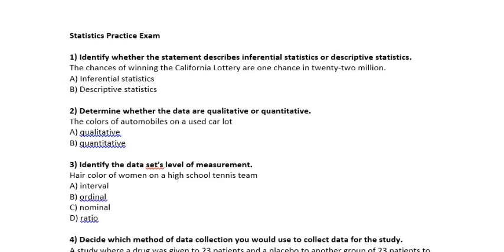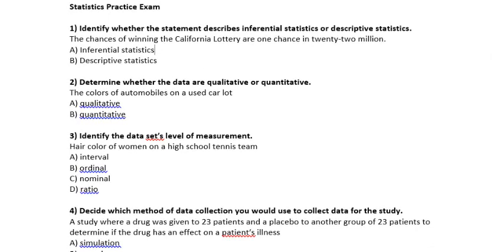Descriptive statistics, on the other hand, are statistics that merely recite the collection of information. A quantitative description. A descriptive statistic would be 100,000 people played the lottery last week. But something like the chances of winning the California lottery are 1 chance in 22 million, that is inferential. And so therefore the correct answer for question number 1 is A. Let's take a look at question number 2.